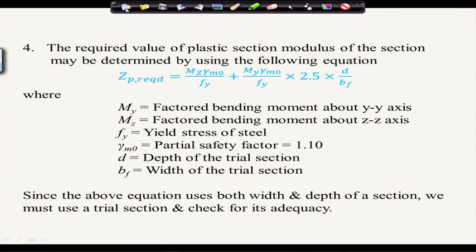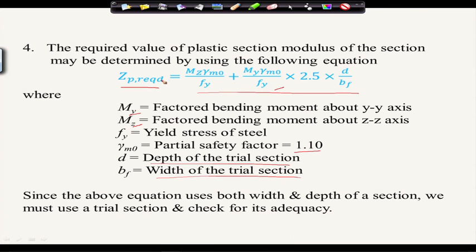After that we can find out the approximate section modulus required, Zp required, calculated from this formula suggested by Gaylor in 1992: Mz gamma m0 by Fy plus My gamma m0 by Fy into 2.5 into d by Bf. Here My is the factored bending moment about the y axis, similarly Mz is the factored bending moment about the zz axis, Fy is the yield stress, gamma m0 is the partial safety factor for the material, which we generally take as 1.1, d is the depth of the trial section, and Bf is the width of the trial section.